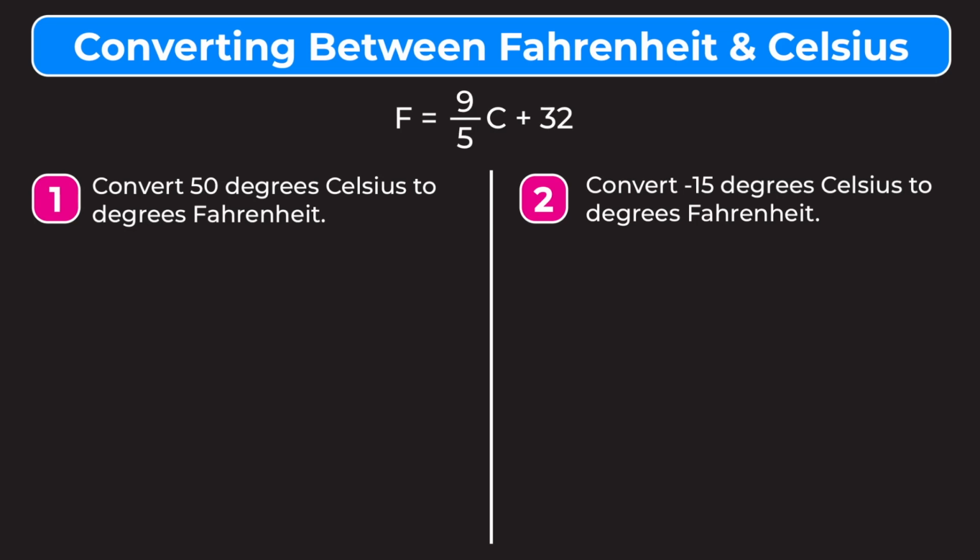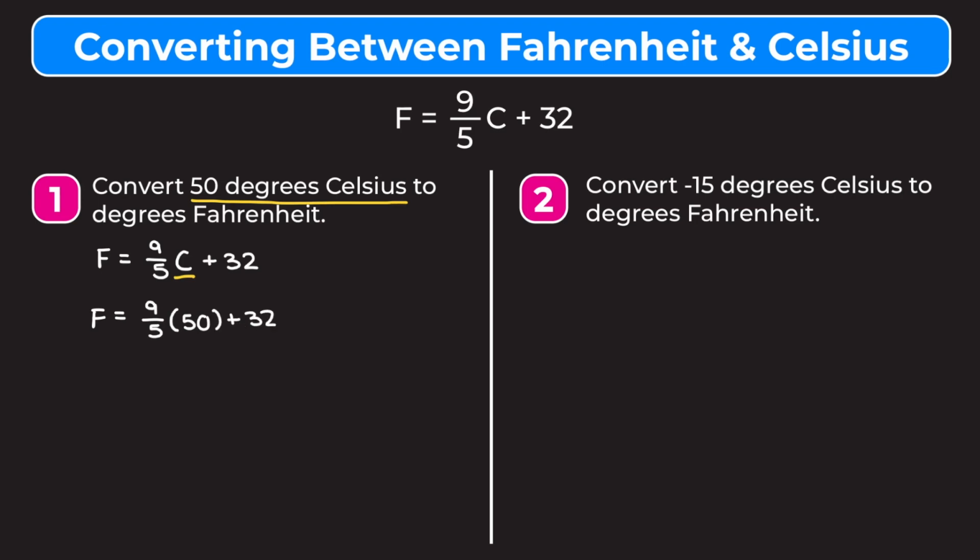So I always start by rewriting the equation that I'm using. So I'm just going to start by doing that. So we have F equals 9/5 times C plus 32. And F is degrees Fahrenheit and C is degrees Celsius. So because we want to convert 50 degrees Celsius to Fahrenheit, we are going to replace the C in our equation with 50 degrees Celsius. So we're going to replace C with 50, and then we're just going to simplify to figure out what that is in degrees Fahrenheit.